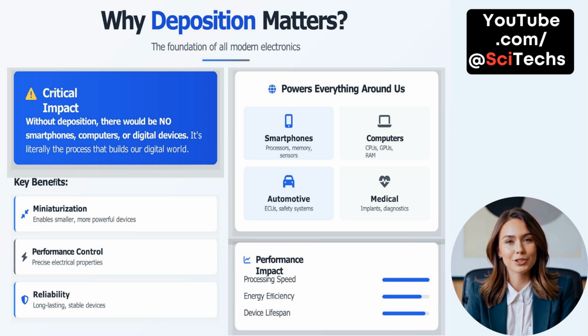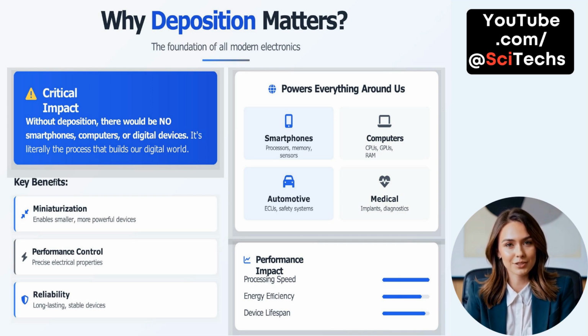Smartphones rely on deposition for processors, memory, and sensors. Computers need it for CPUs, GPUs, and RAM. Automotive systems depend on it for ECUs and safety technologies, and even medical devices like implants and diagnostics are built using this technique. The benefits of deposition are immense.